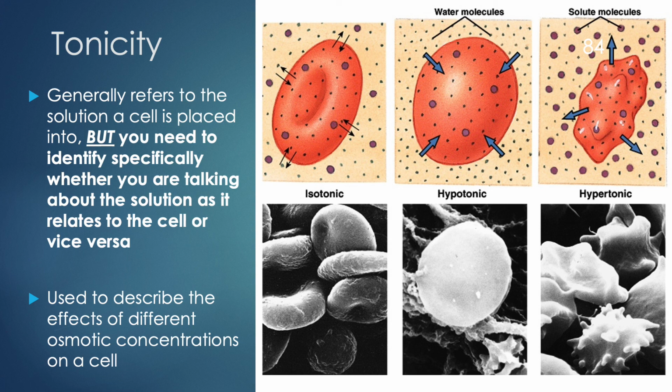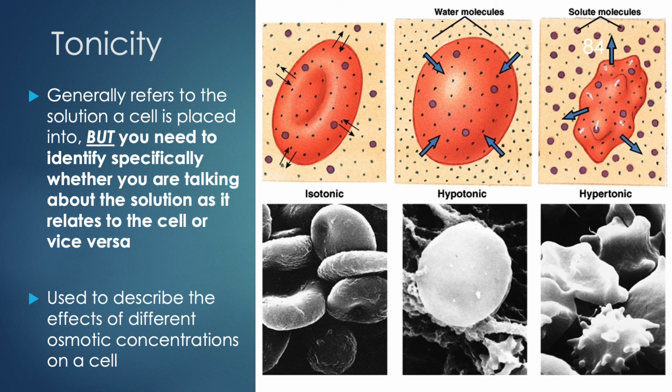We call this isotonic. Now, if you move over to the middle image, you'll see that there's a cell that's swollen up. The reason it's swollen up is because this is a hypotonic solution. So there are fewer solutes in the outer extracellular fluid than there are in the intracellular fluid. So the water molecules will rush into the cell and eventually cause it to burst and lyse.